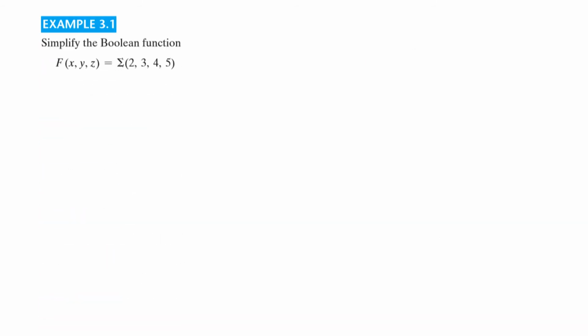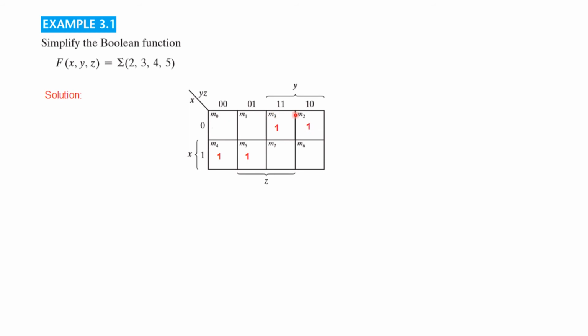Okay, now let's discuss solved example 3.1. We have to simplify the Boolean function. This is given in terms of min terms. So we have min terms 2, 3, 4 and 5. So the way to proceed is that we take the 8 boxes and we place 1 at the places given here. So M2 means we put 1 here, M3 1, M4 1 and M5 1.